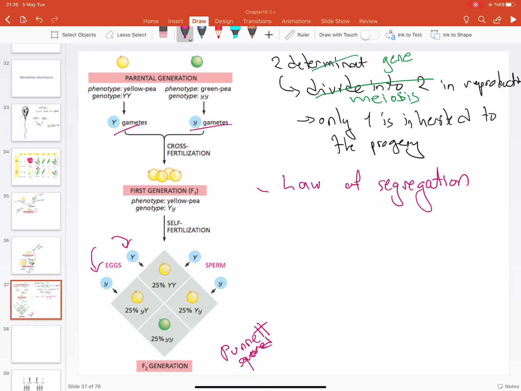So in the eggs, the possible gametes, the possible alleles will divide into two. In the sperm also. This dividing into two is meiosis. This coming back together is fertilization. Again, the same old cycle, meiosis and fertilization, meiosis and fertilization. So how does it happen, really?